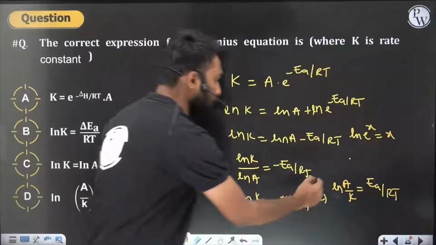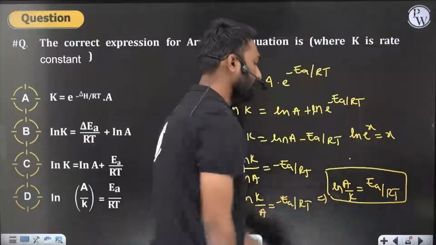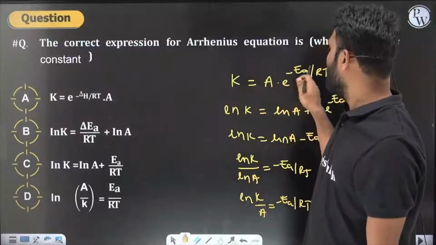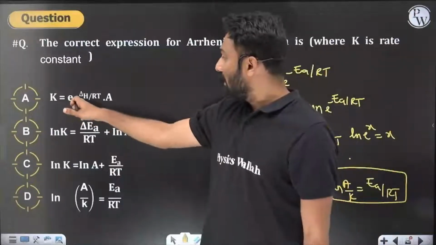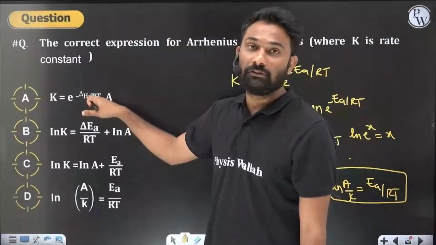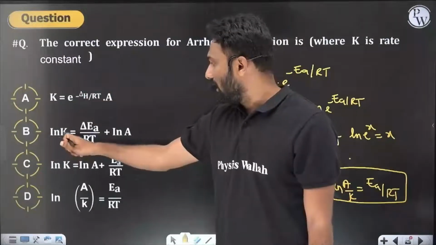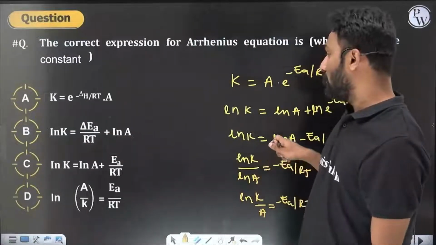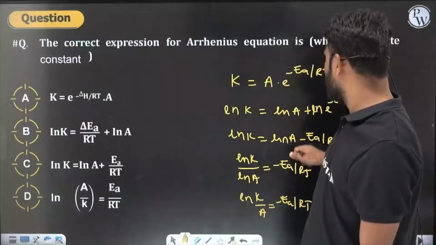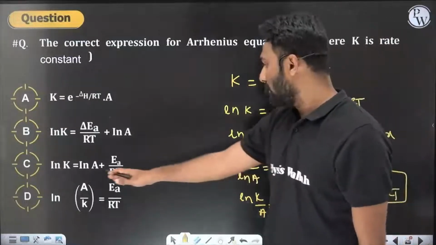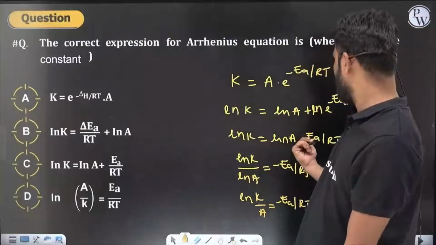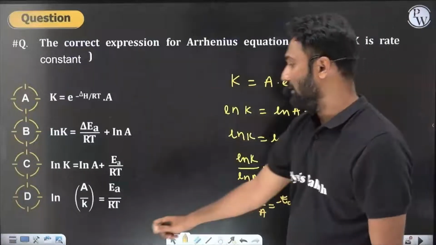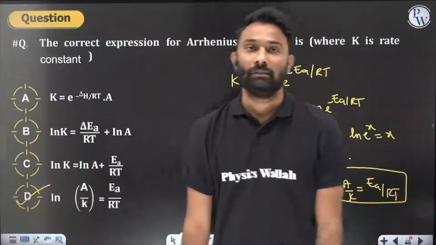Now, we'll see whether this is there in our options or not. First one, K is equal to A into e raised to Ea by RT, but here they have given delta H instead of activation energy. This is wrong. Next, ln K is equal to Ea plus RT plus ln A, here they have given plus. It should be negative, so that is also wrong. ln K plus Ea plus RT is also wrong, it should be negative. Then option D is correct: ln A by K is equal to Ea by RT. Okay.